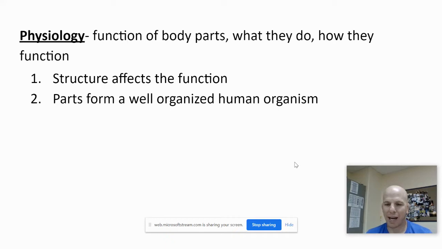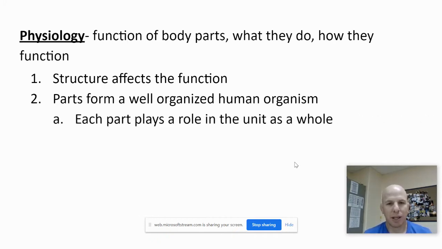Forms a well-organized human organism. And each part plays a role in the unit as a whole. So what's that mean? You might have broken your arm, might have broken your leg. You might have seen people that have lost limbs, possibly lost eyesight. Everything helps to play a role in how the organism functions. If you broke your arm, you notice that you lost a little bit of the function. You lost the ability to do some things, not permanently, and you probably learn to live without it.